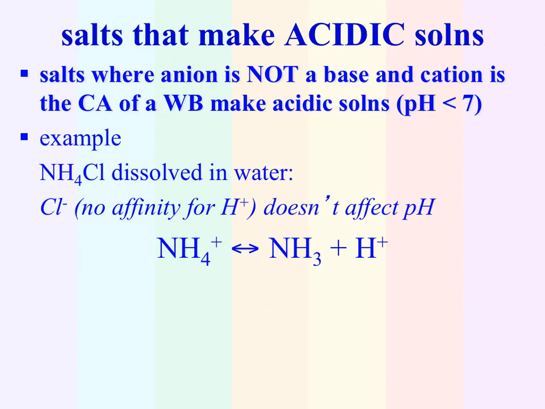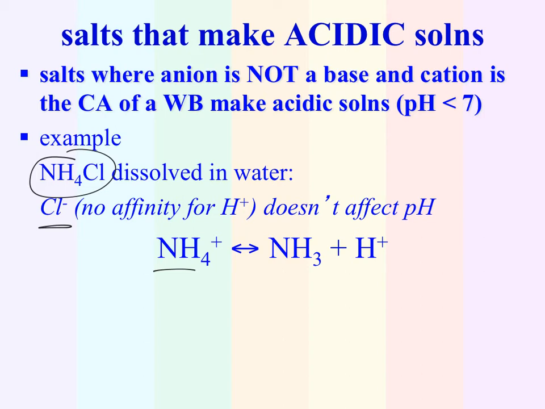Now, there are going to be salts that make acidic solutions as well. A salt where the anion is not a base and the cation is the conjugate acid of a weak base is going to lead to an acidic solution. An example of that would be ammonium chloride dissolved in water. Remember, chloride is sourced from a strong acid, so its conjugate base is not going to affect pH at all. But the ammonium ion, on the other hand, is capable of producing a pH change.